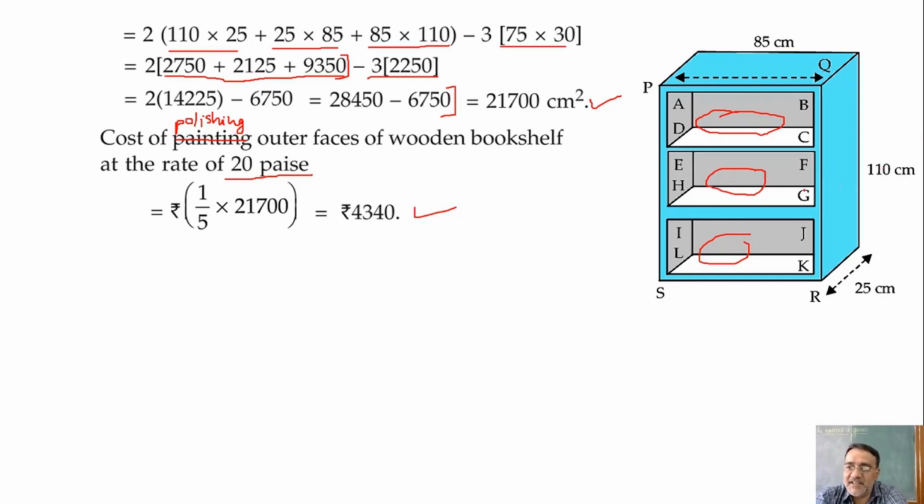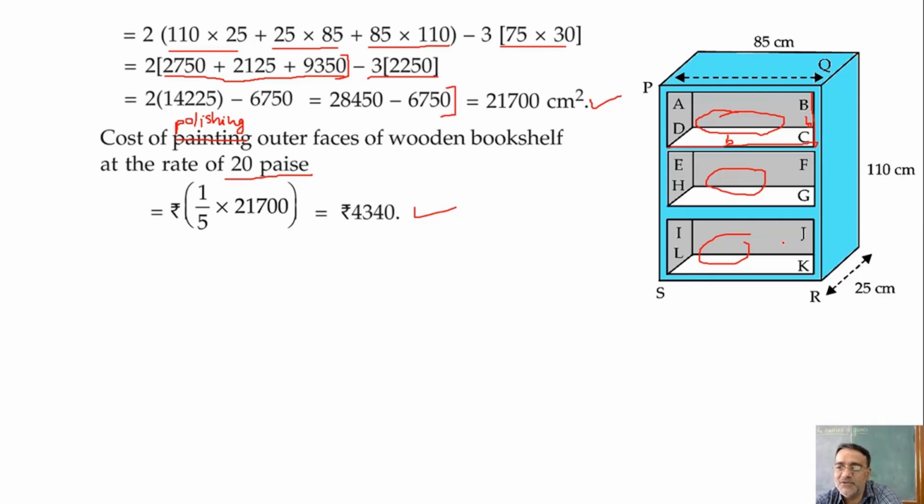So how much will the 5 surface area be? What is the surface area of one shelf? 2 into LB plus BH plus HL. See, this is breadth, this is height. B and H we are leaving in this. So what we have to take: 2 LB and 2 LH, and BH only one.